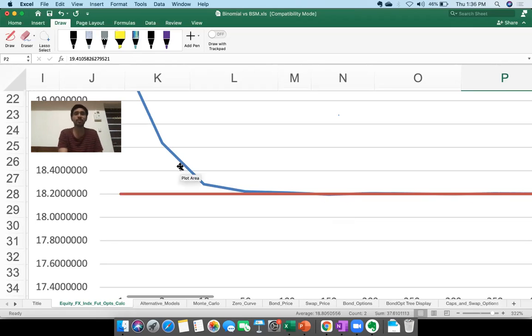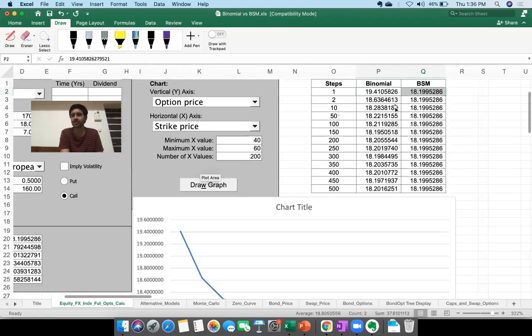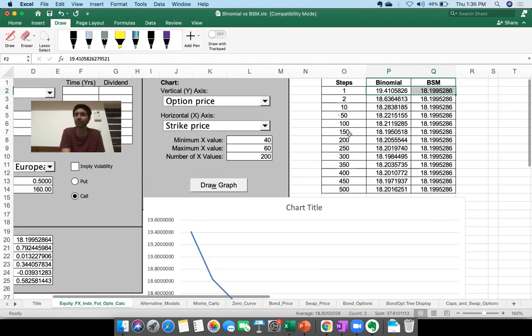Okay, the binomial curve has actually crossed the Black-Scholes curve from the bottom. If I show you in numbers, at the 150 period binomial, the answer is 18.195, whereas Black-Scholes is 18.199. At the 150th period, the call premium as per the binomial model went slightly below the Black-Scholes call premium. And then again it went up.